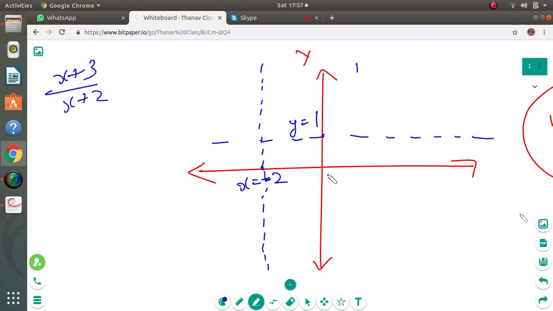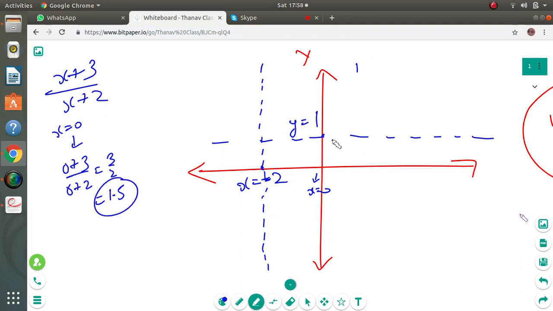What I can do, let's take here x as 0, for example. When I put here x as 0, just take one or 2 points. 0 plus 3 by 0 plus 2, that is 3 by 2, 1.5. So that means the graph is like this one and this one. Are you getting it? And here it will be just a mirror. So you substitute some values and then you see. Yeah, absolutely.